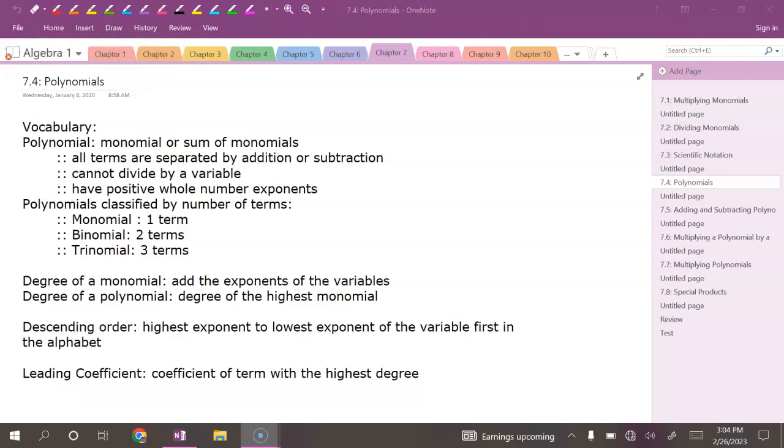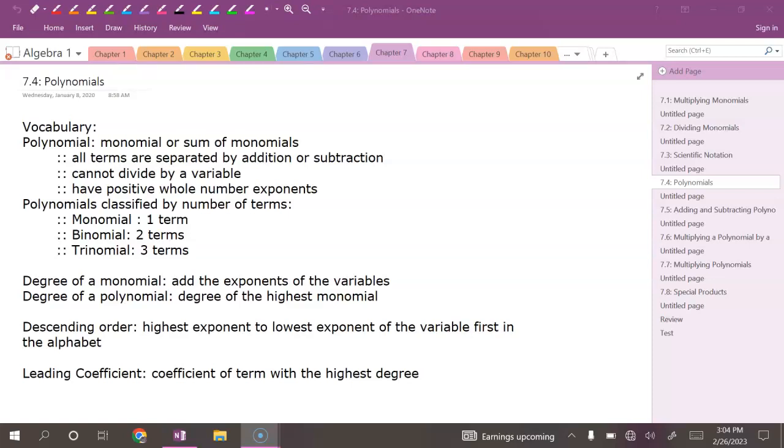Chapter 7, Section 4 is about polynomials. At the start of this chapter, we went over what makes something a monomial, those singular terms that we were multiplying and dividing, and we looked at some of the properties that they have when you're doing that.